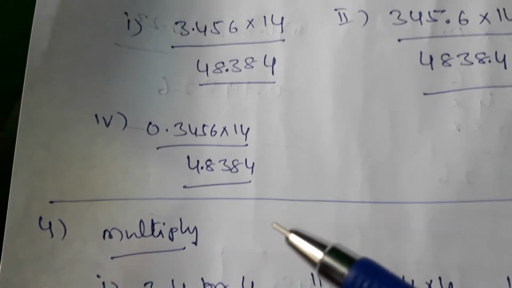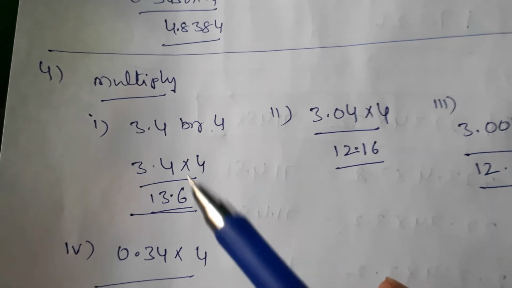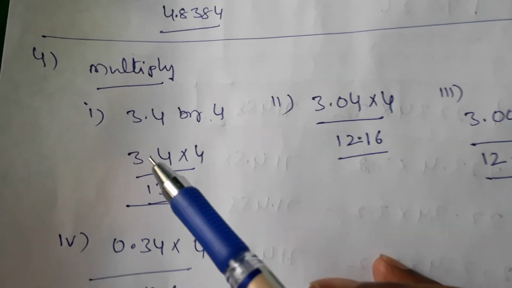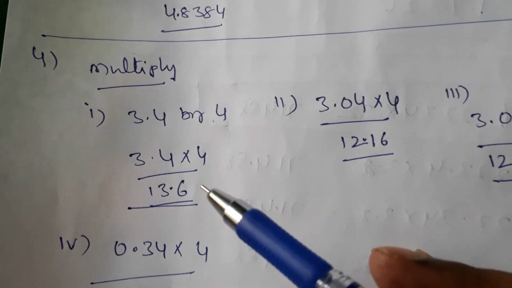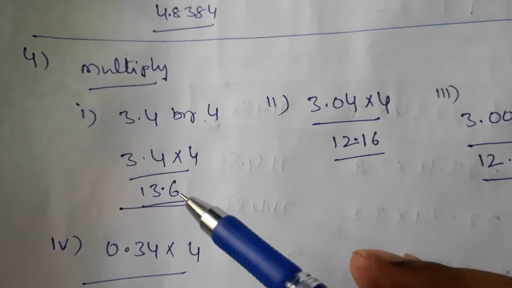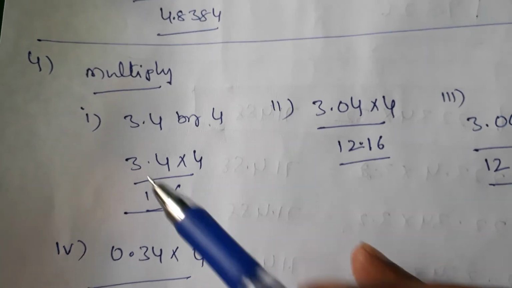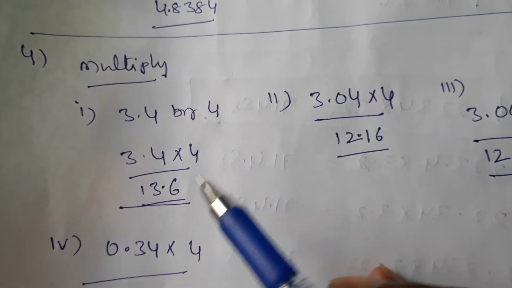You will get the answer. Now next, if you take one more example, 3.4 into 4, just forget about the decimal and multiply. You know multiplications now. So multiply, you will get the answer 136. Now look at the decimal: before 1 digit. Here also before 1 digit. Count from right to left.